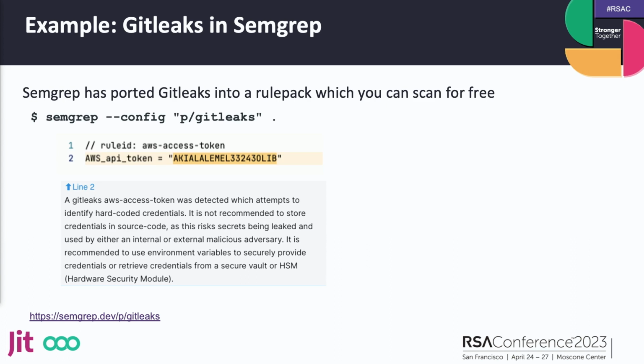So just an example of Gitleaks, we want to show you what these tools look like to run. You can invoke this on the command line. You just run semgrep. We're going to run it with the Gitleaks checks. And in your source code, it would identify where you have maybe an instance of a token that you're leaking.